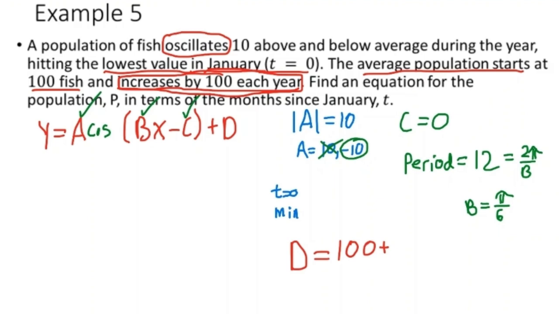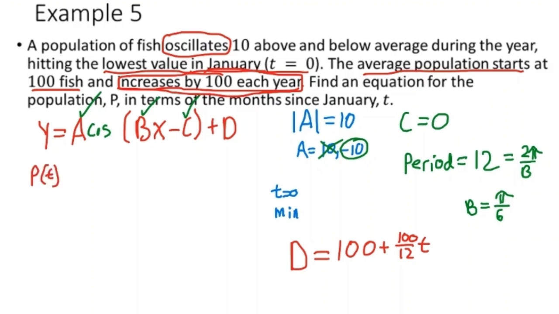But remember, T is measured in months. So if we increase the number of fish by 100 per every year, that means our population increases by 100 over 12 per month. So our D would equal 100 plus 100 over 12T. So here D was not constant. Now we can make our function.